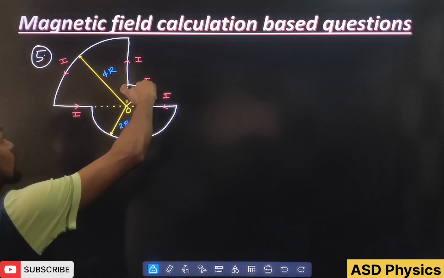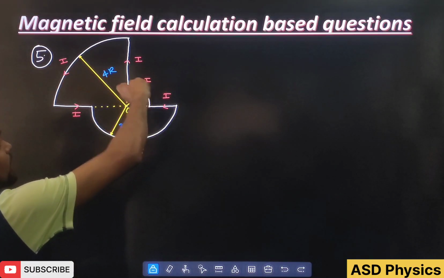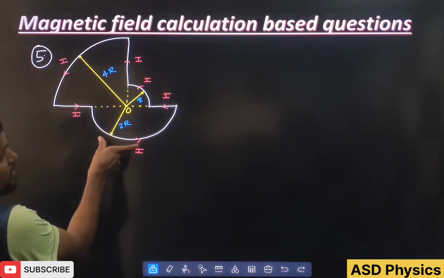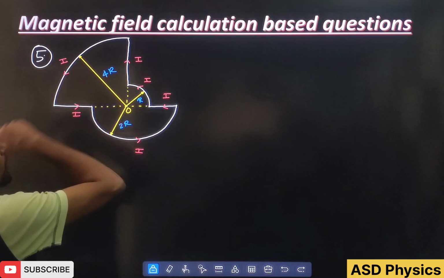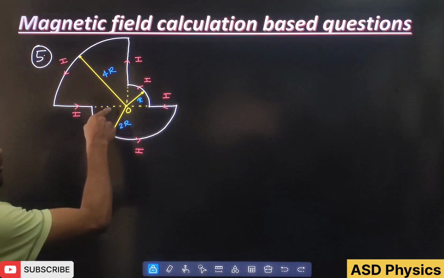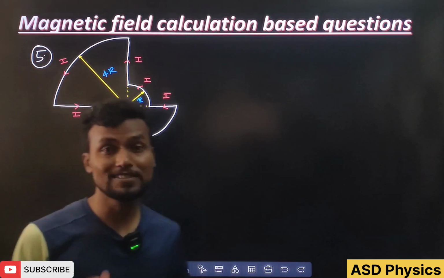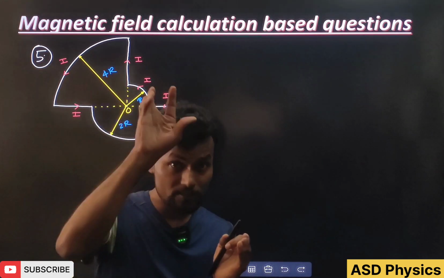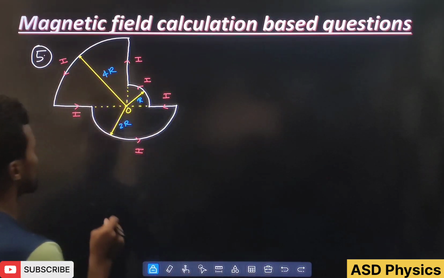Here you can see, this is the quarter of radius R. This is the semicircle of radius 2R. This is the quarter of radius 4R. And this section is along the observation point O, and due to this the magnetic field will be 0. Like this we have to decode the question. So what can I write here?